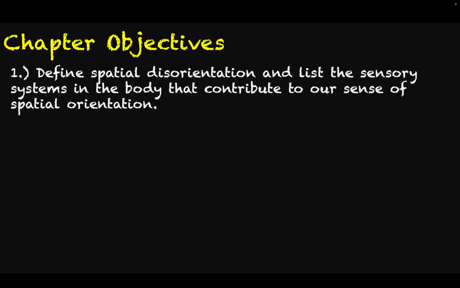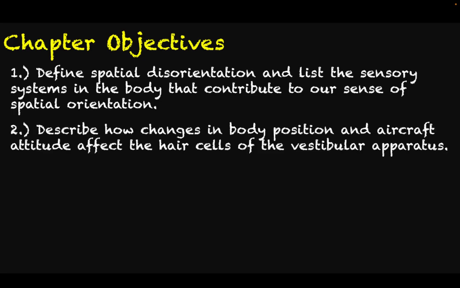Our objectives for this chapter are, number one, to define spatial disorientation and list the sensory systems in the body that contribute to our sense of spatial orientation. So, it's not just going to be the inner ear. There are other aspects of human physiology, including your eyes and your proprioceptors, and also the auditory portion of your inner ear that contribute. But by and large, we are going to talk about the vestibular part of human sensory systems.